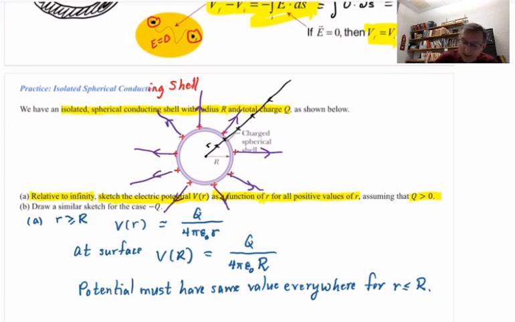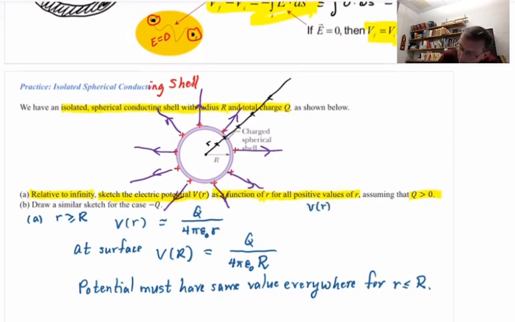So with that in mind, let me make a sketch of the electric potential, V, as a function of r, versus little r, where that goes from 0 to big R, and then on outward.